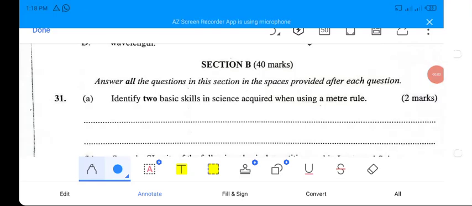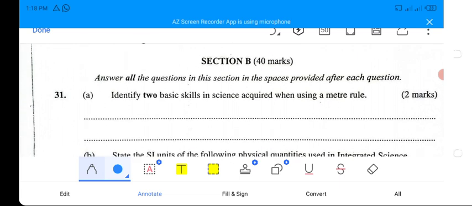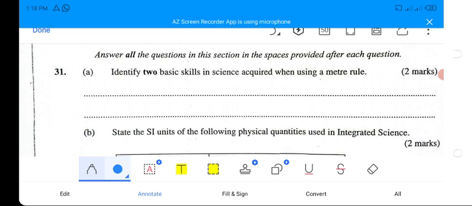Hello everyone, this is KJSEA 2025 Section B, 40 marks. This is the exam that was done by all the candidates in the country. Please welcome this Section B, structured questions.